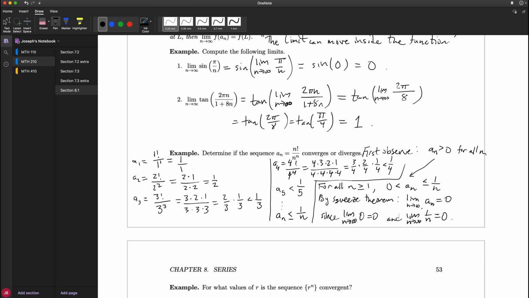We'll, in the next video, do page 53, which is the next page of the notes, where we learn about what are known as geometric sequences.